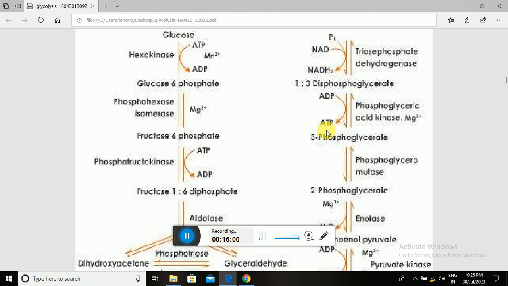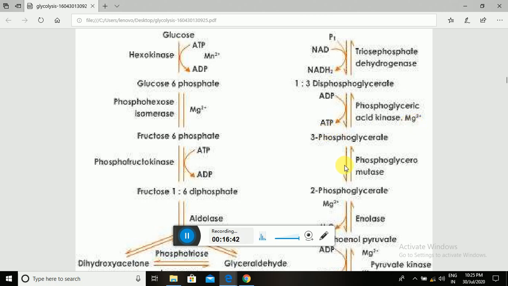Then the 1,3-diphosphoglycerate gets converted into 3-phosphoglycerate. At position number one and position number three of this 3-phosphoglycerate, both can carry the phosphate group. The first carbon phosphate is released and can synthesize ATP with the help of the enzyme phosphoglyceric acid kinase and the cofactor Mg2+.